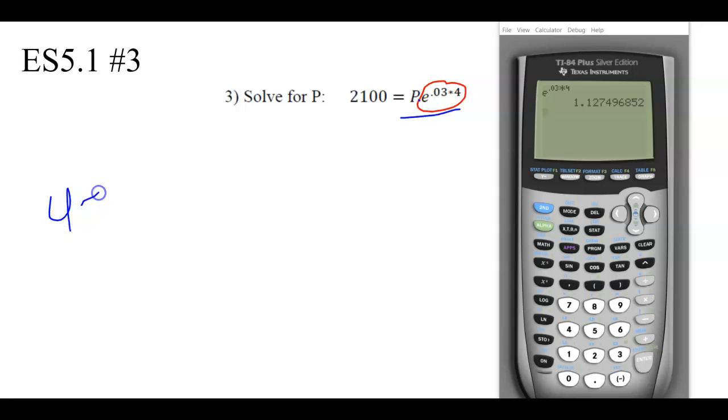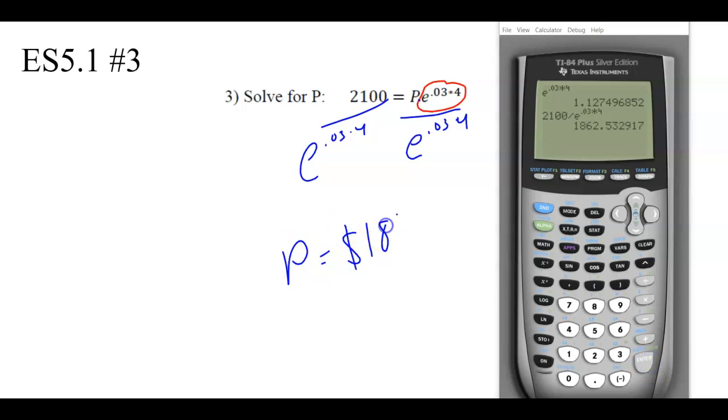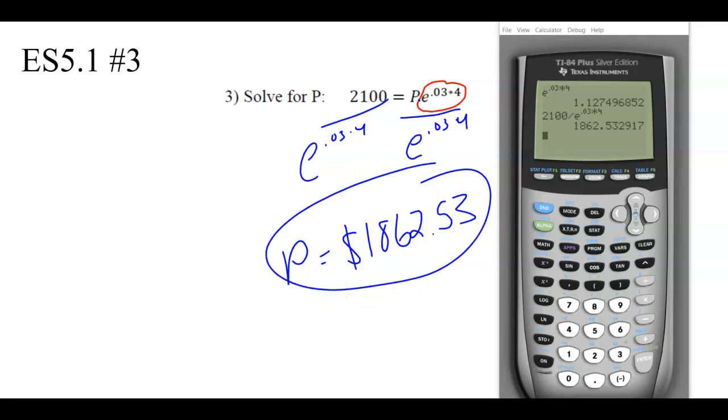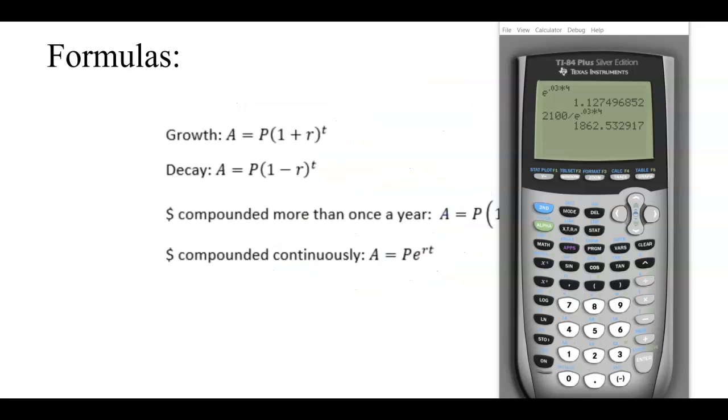If we have 4 equals 2 times P, we just divide both sides by 2, right? And P is 2. So this is just a little bit more complex version of that. So if you divide both sides by E to the 0.03 times 4, you just do 2100 divided by E to the 0.03 times 4. That means the principal is about $1,862.53.